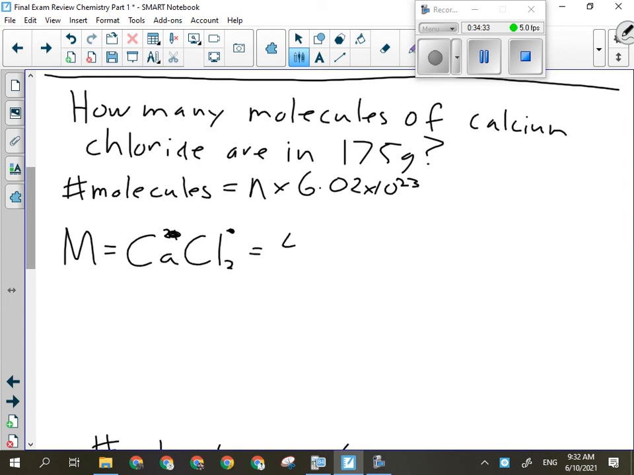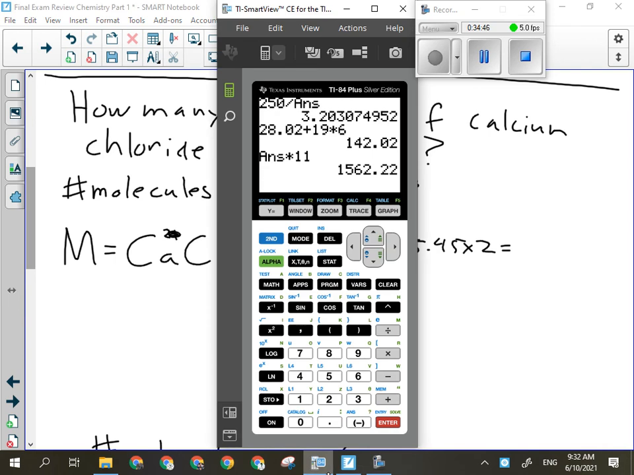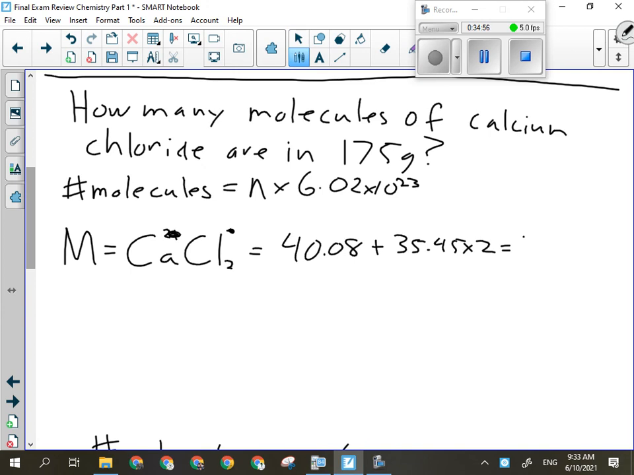All right, so calcium is 40.08. There's only one of them. And chlorine is 35.45, but there's 2 of them. All right, so the molar mass will be 110.90 grams per mole. Okay, so I have big M, and they're also telling me little m. Little m equals 175 grams.